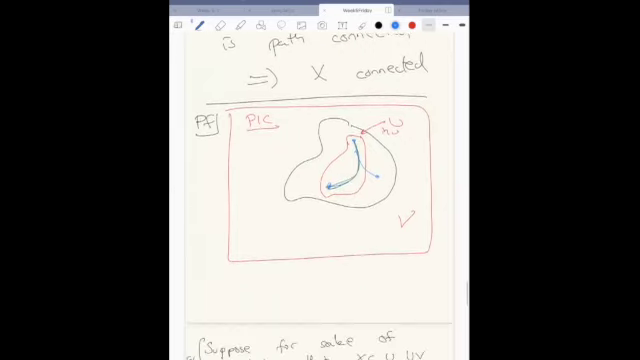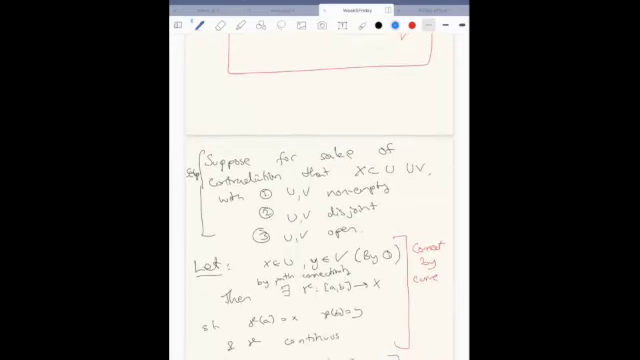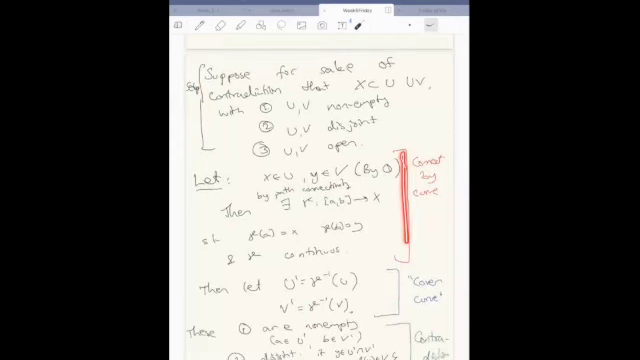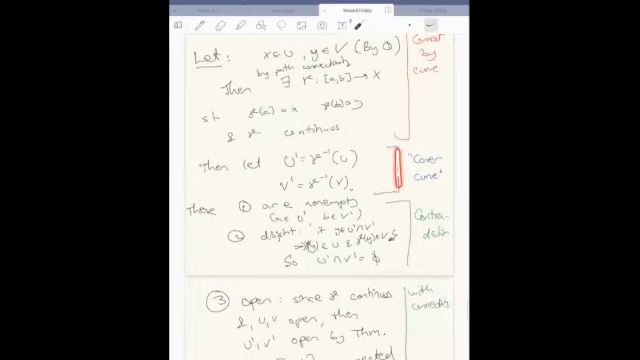Okay, so let's do the proof. There are a few steps. So there's a setup step. We connect by a curve, so we apply the definition. We go back to the pre-image, and then we derive a contradiction.